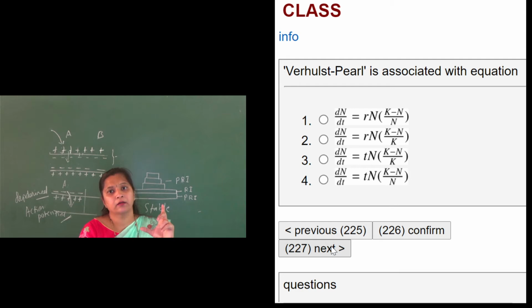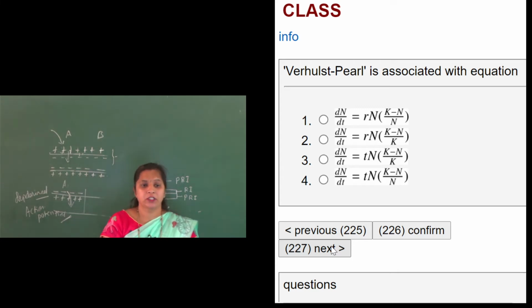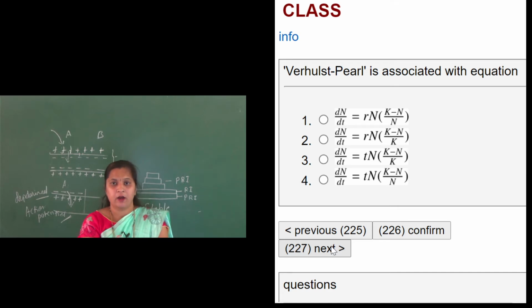So when you plot a graph of population density in relation to time, we will obtain a sigmoid curve. Initially there will be a lag phase, followed by a phase of acceleration, then a phase of deceleration, and finally it reaches the asymptote. This pattern of growth is also called Verhulst-Pearl logistic growth, and it is given by the equation dN/dt equals rN (K minus N) divided by K. So the right option here is the second one.